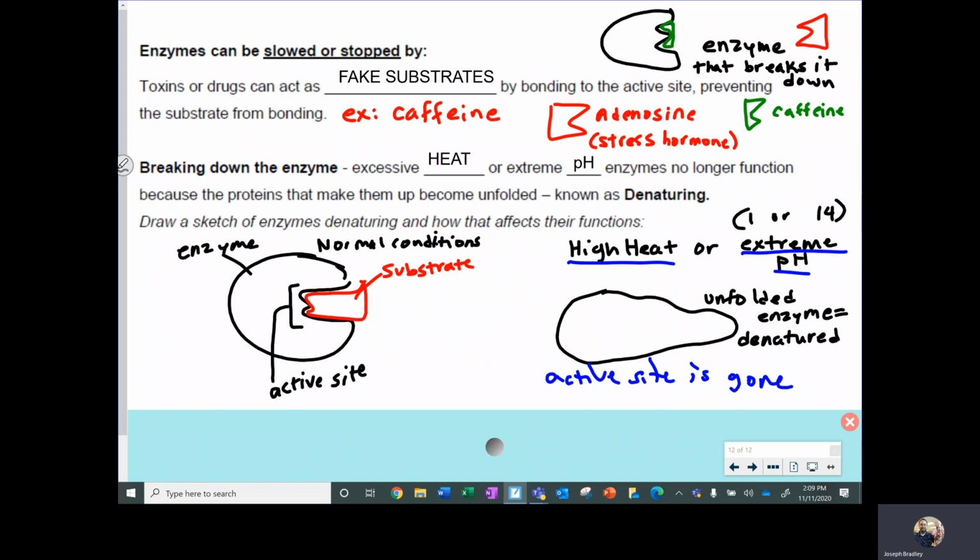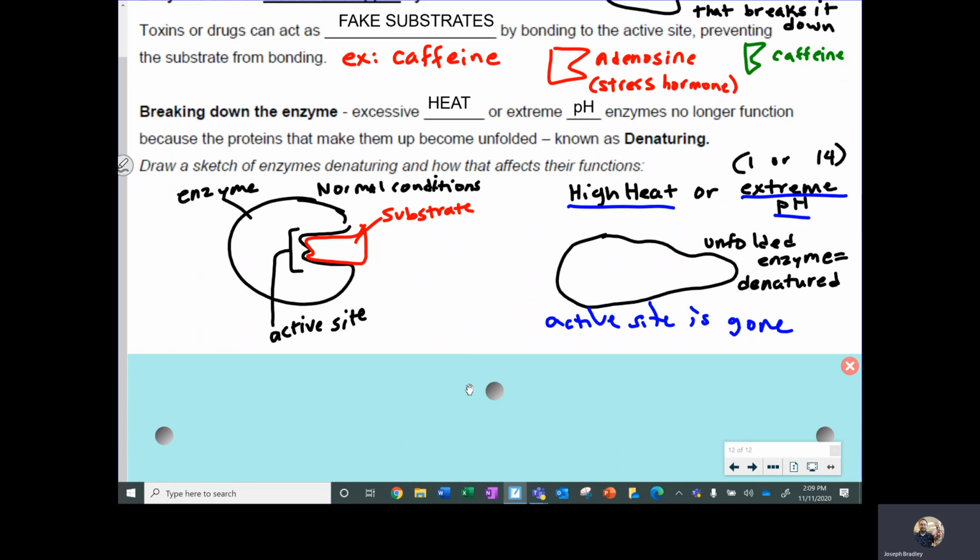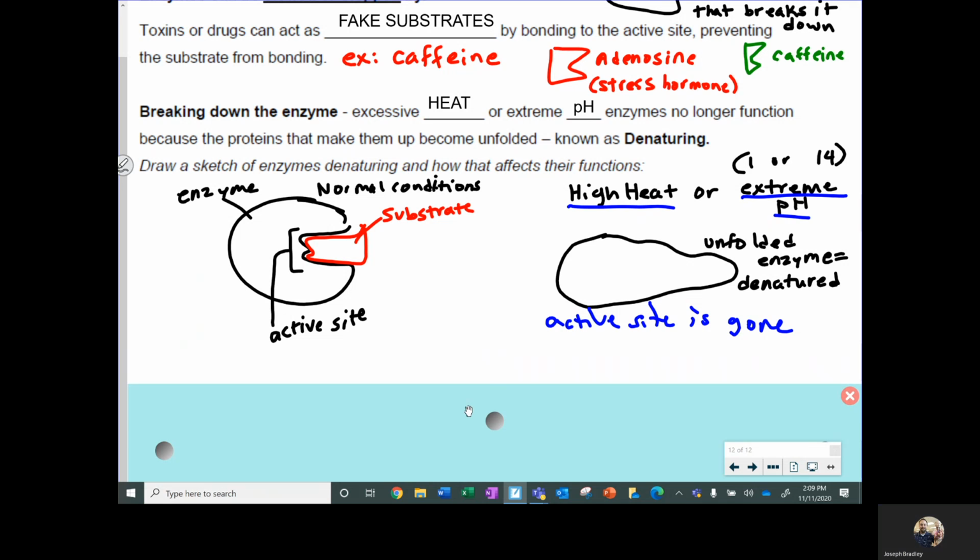Denaturing can be reversed, but in some cases, once it's been denatured, it no longer will function. Like if it's been boiled, it probably won't function anymore. But if it's just been heated up a little bit, it might not work for the moment, and then once it cools back down to the normal temperature, it goes back to having its active site. So those are the key things about enzymes and what is needed to get the enzymes functioning, and how they can be stopped, slowed down, etc.